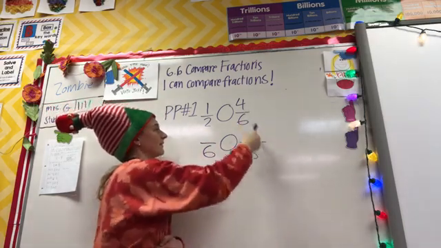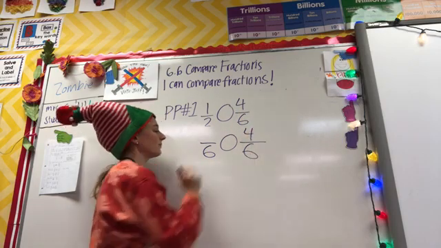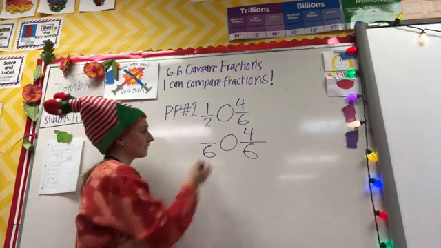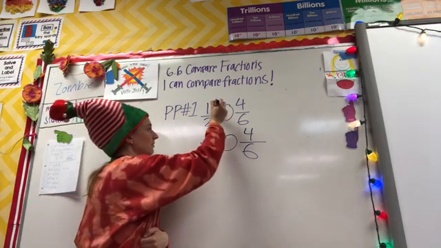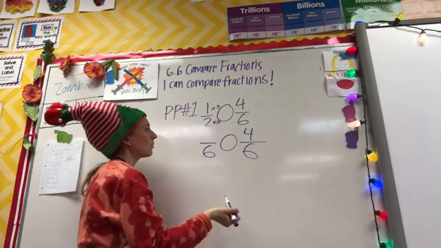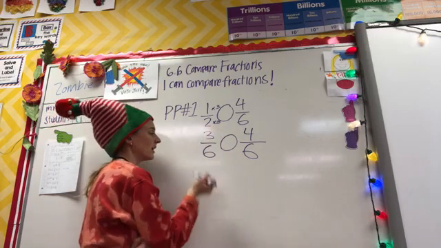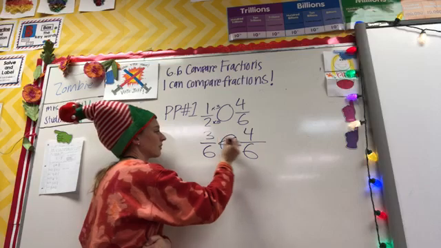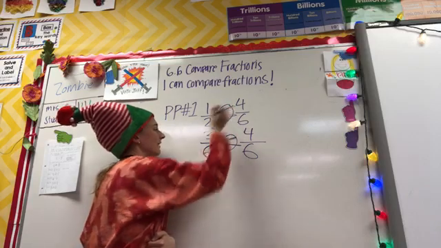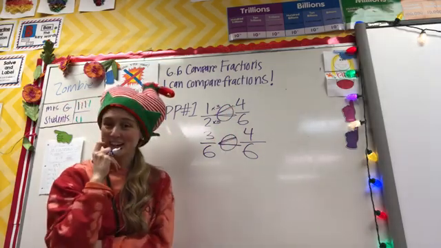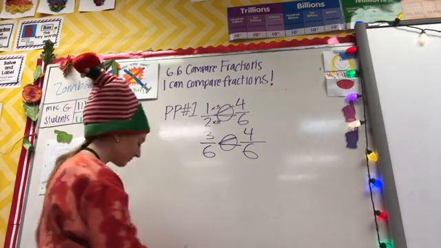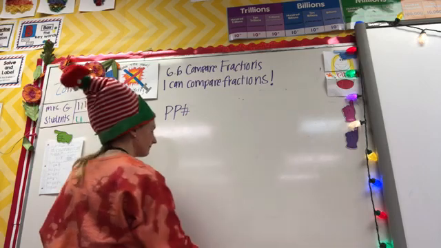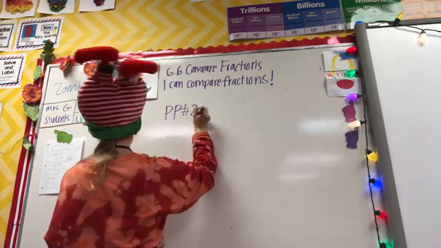So because this 6 is the same, we can keep the 4. All right. 2 times what gives us the 6? Well, 2 times 3. Whatever I do to the bottom, do to the top. 1 times 3 is 3. So what's bigger, 3/6 or 4/6? Well, 4 is bigger than 3, so 4/6 is the greater number. I hope you got it. Let's try one more pause problem today. All right, pause problem number 2.